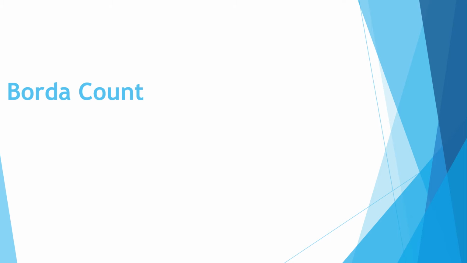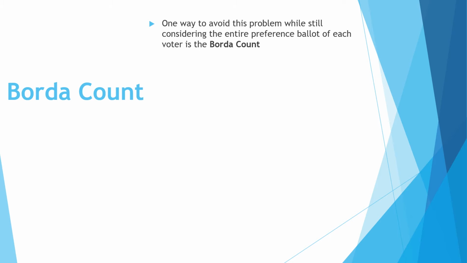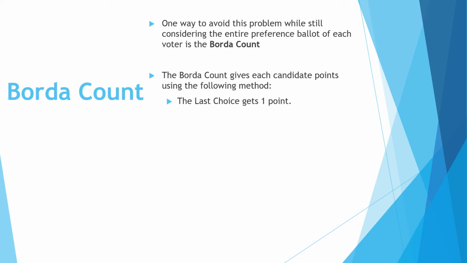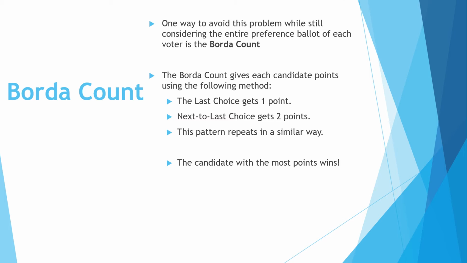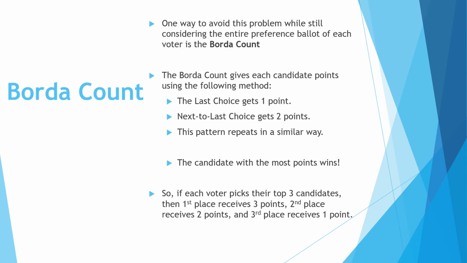Okay, so let's try to fix that with a better system. The problem is we still want to address the entire preference ballot, because otherwise we feel like we're missing out on a lot of information. So let's talk about the Borda count. This method works pretty simply. The person's last choice gets 1 point. Next to last choice, 2 points. And we keep doing this, so the third to last gets 3 points, and so on until you get to the very top choice. The person who has the most points wins.